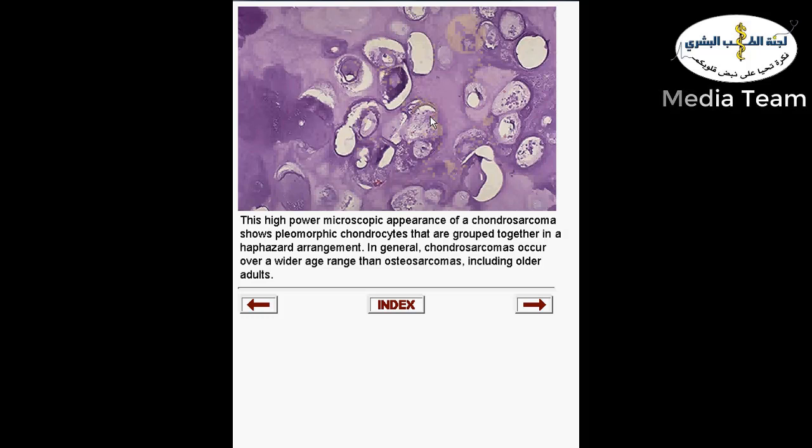So not all. This is a hint that this is a malignant tumor when you see more than one nucleus inside a chondrocyte. We don't see mitosis in this tumor because it's a well-differentiated tumor. In de-differentiated and poorly differentiated chondrosarcoma, we will see more mitosis and more atypical forms of mitosis.